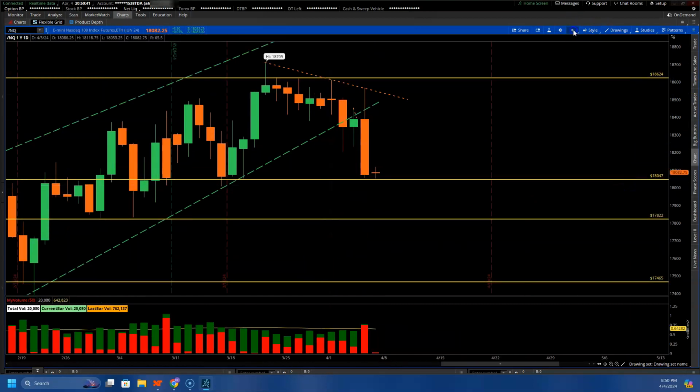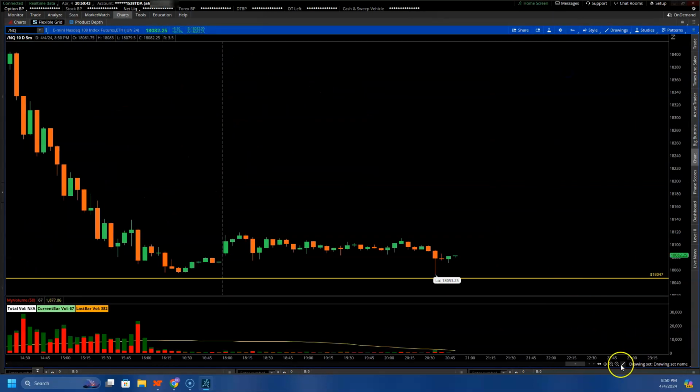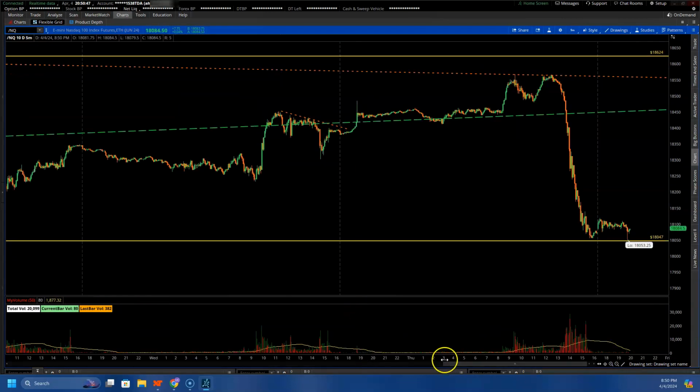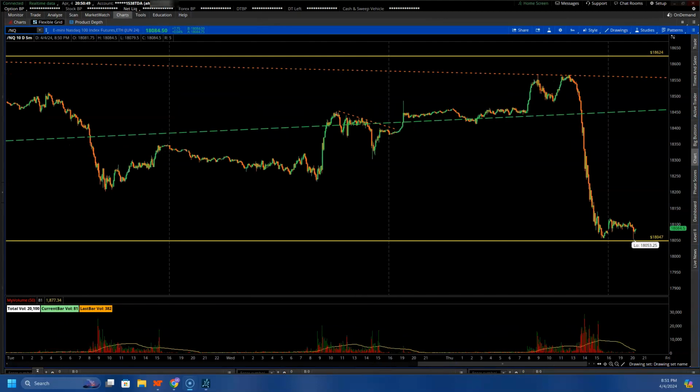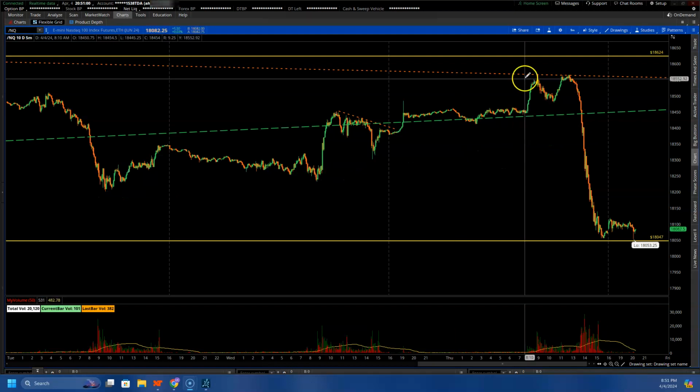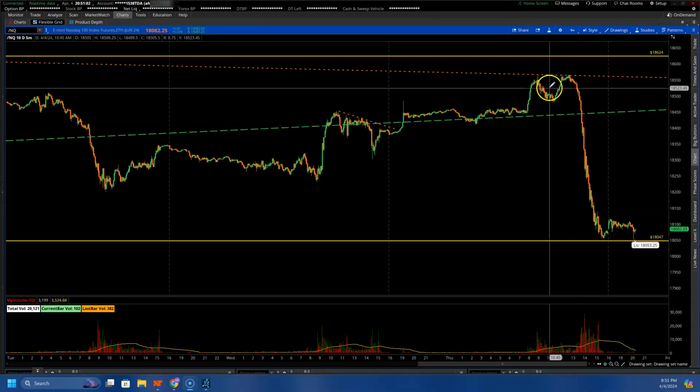But yeah, look at this. Even on a 5-minute view, it just did not have any buyers, right? Even this uptrend line, this even broke down, right? Even this broke down. So yeah, one level after the other.